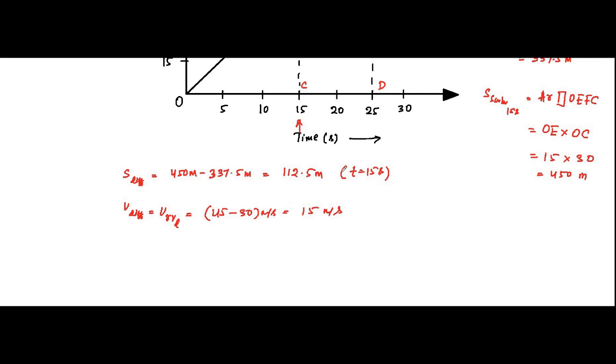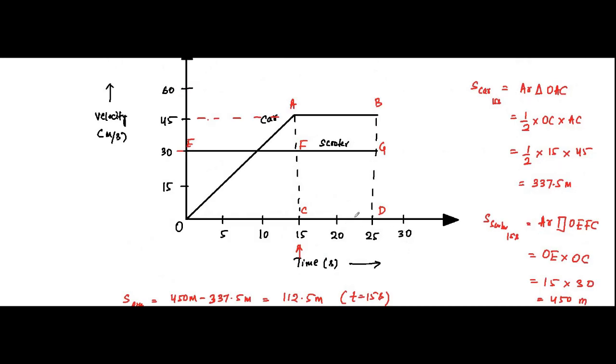So from t equals 15 seconds onwards, how much extra time will it take for the car to catch up with the scooter? That is equal to the distance difference divided by the relative velocity. And that is equal to, it is coming around 7.5 seconds after 15 seconds, which is exactly at 22.5 seconds. Midpoint somewhere around here, 22.5. At this point, they will catch up.